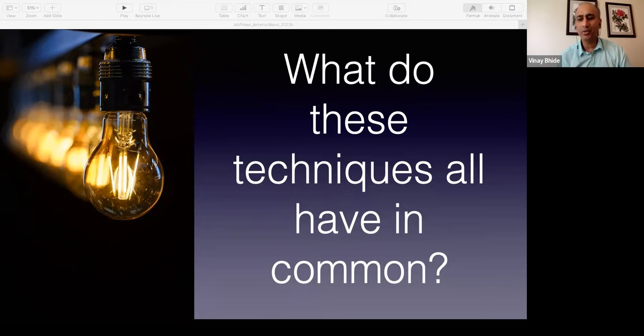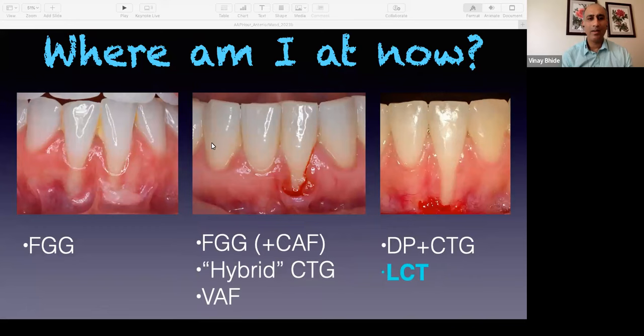So where am I at now? In this case here, where we have thin tissues, high frenum pull, previously done free gingival graft in the past, where we're really just trying to clean house, I'll do a free gingival graft. In a case like this, where I've got thin inflamed marginal tissues, recession maybe 3 to 4 millimeters, I'd consider a free gingival graft and maybe a coronally advanced flap if need be, or I'd consider the epithelial island approach, or perhaps even a vertically advanced flap approach a la Zucchelli and colleagues.